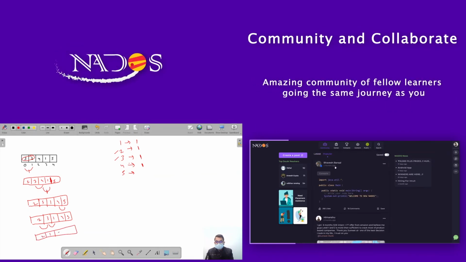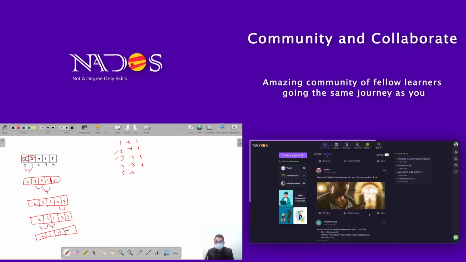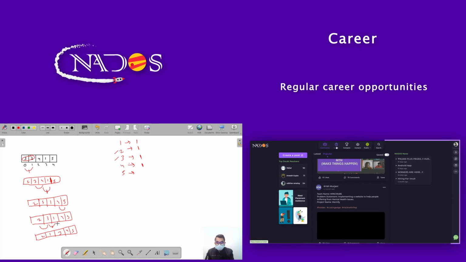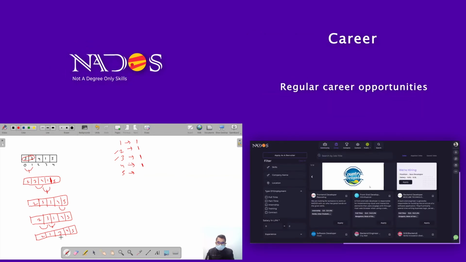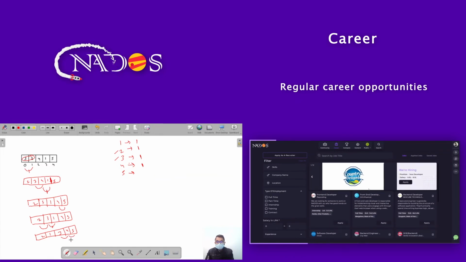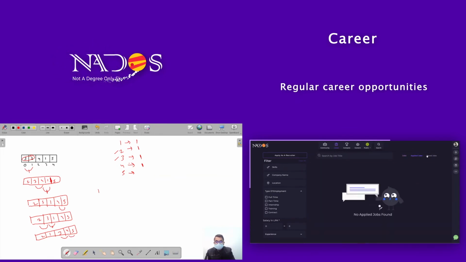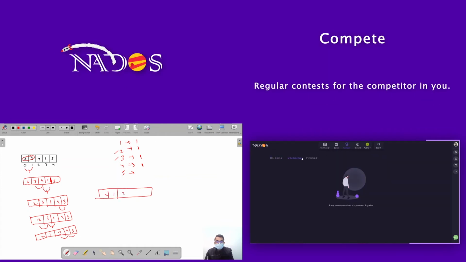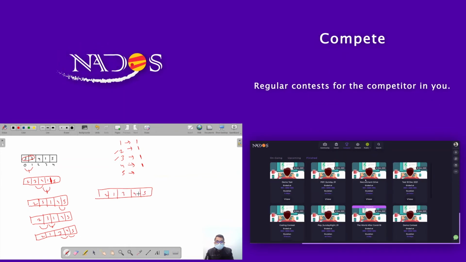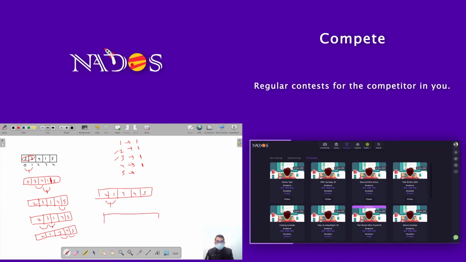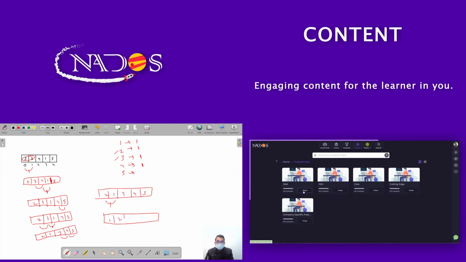2, 1, 3, and 4, 5. Right. Now, moving on. Can we swap them? No, we can't. Now, we have 2, 1, 3, 4, 5. Can we swap them? Yes, we can. And now we have 1, 2, 3, 4, 5.